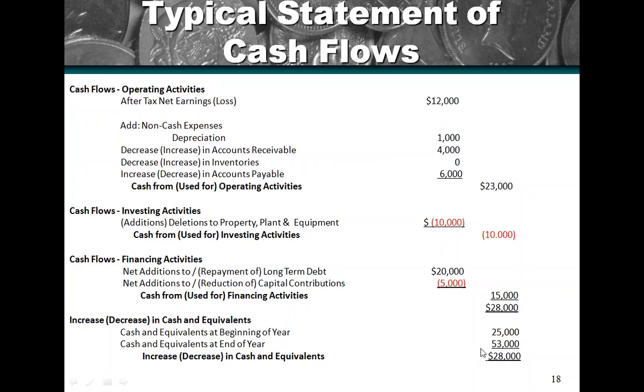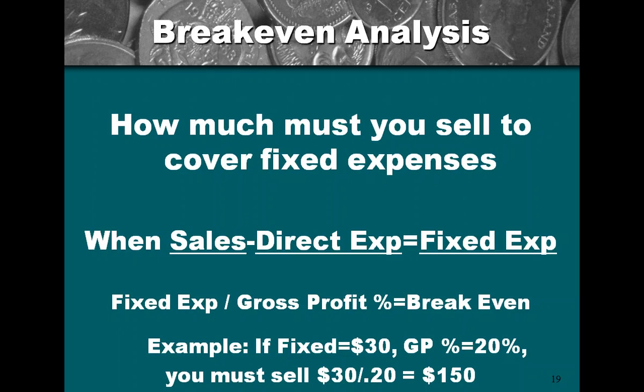Then we get down to the financing activities. This is your debt. Net additions to or repayment of long-term debt. It's a positive number, so it's an addition. So we added $20,000 to our long-term debt. In other words, we borrowed $20,000. Then we got additions to or reductions of capital contributions. So what we did is we drew out 5,000. The owners, stockholders, what have you, drew out 5,000 in contributions. The net of that is 15. You add these three together, you get 28. You started out here, you ended up here, you added 28. The thing balances. Any questions on the statement of cash flows before we move on?